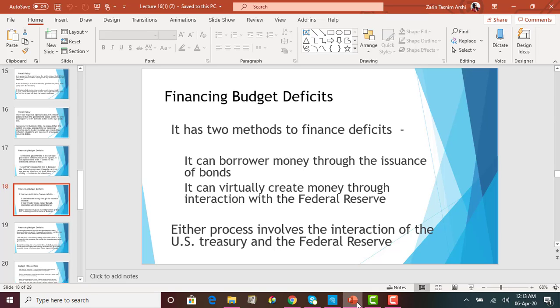The other way they can finance the deficit is that they can virtually create money. They can print more money, and this is done through the Federal Reserve. So borrowing money through the issuance of bonds is through the US Treasury, and creating or printing money is through the Federal Reserve. These are the two ways they can finance that deficit.